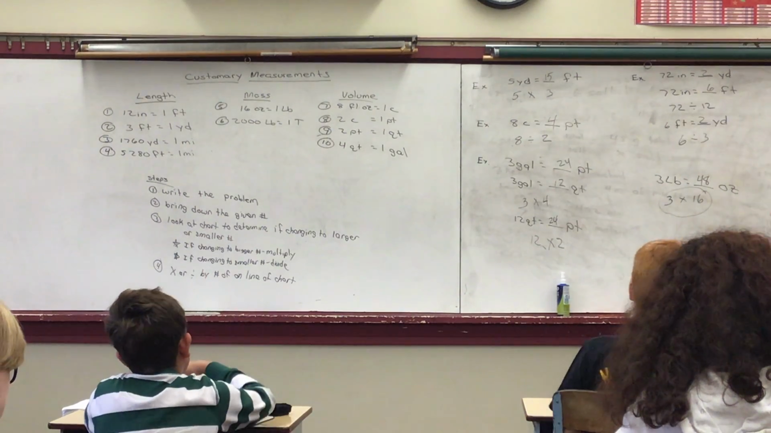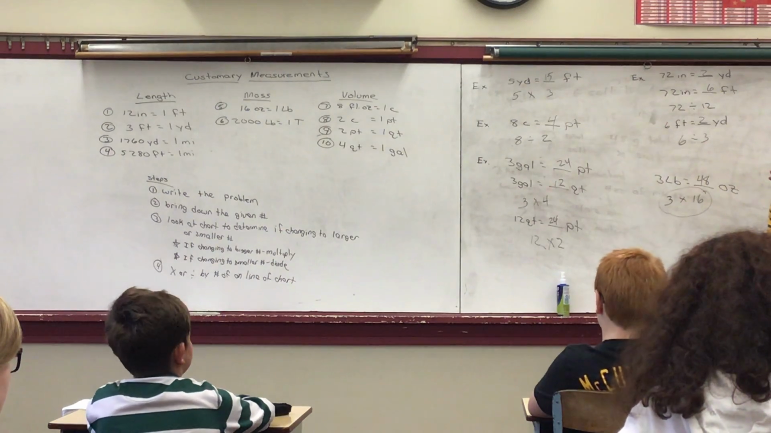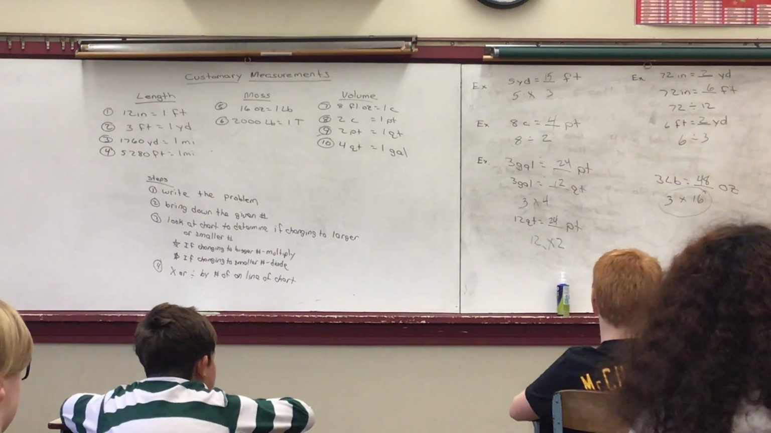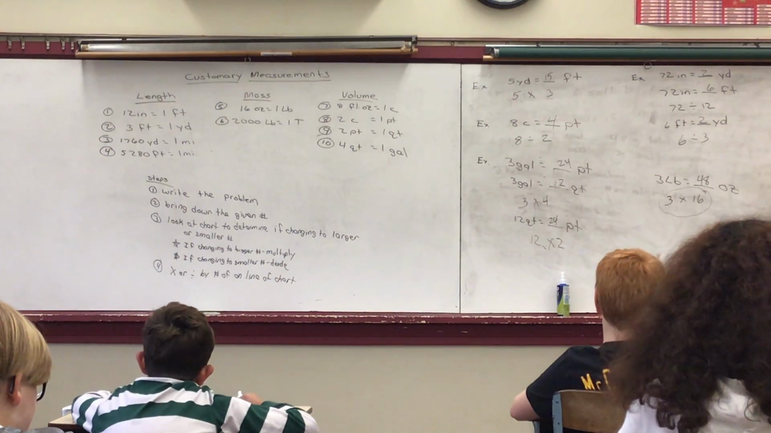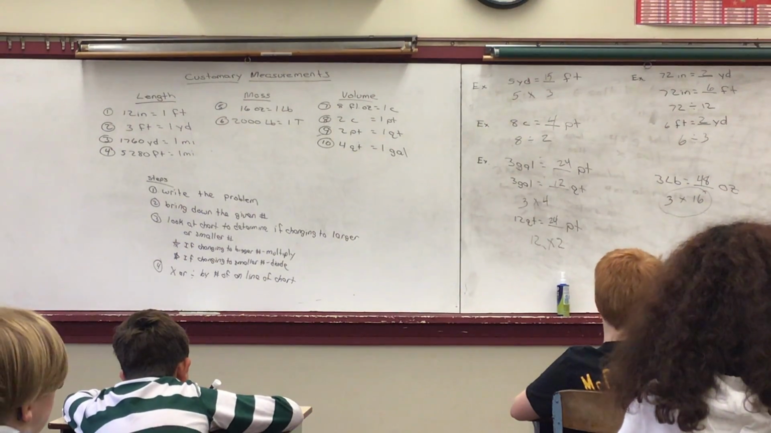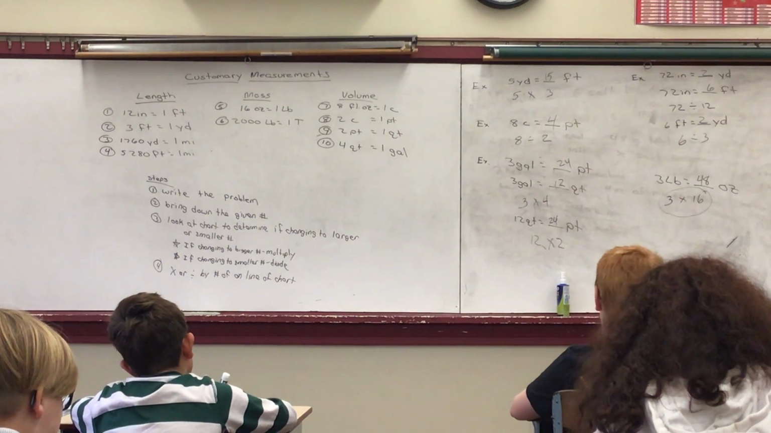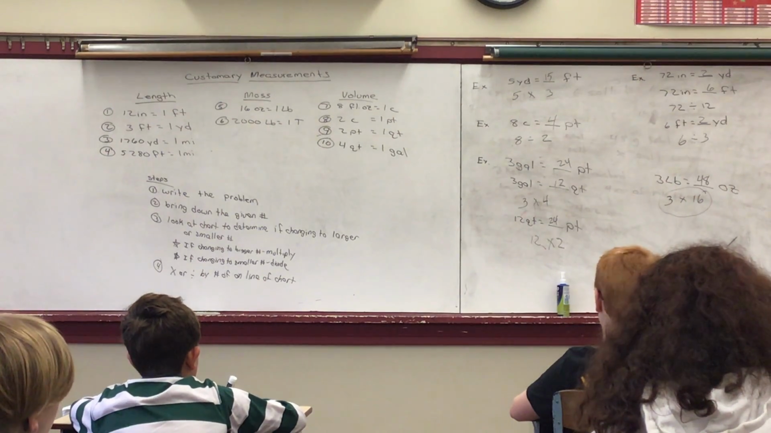Okay, let's do another one. 72 cups equals blank fluid ounces. Do steps 1 through 4, and then show me your board.